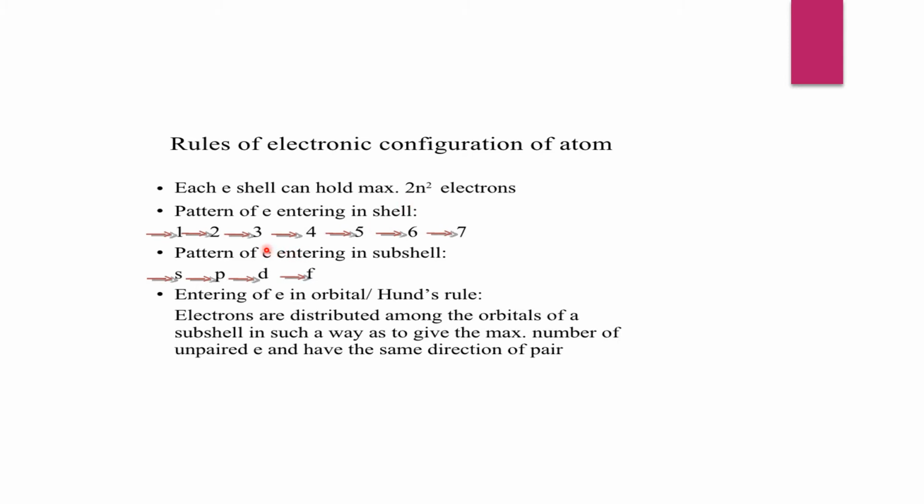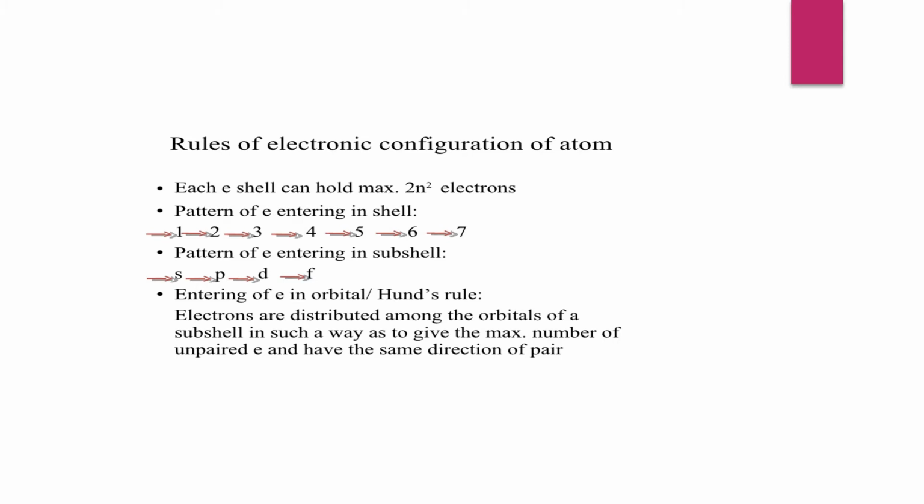Now, the pattern to be followed while entering electrons into the shells is first orbit, second, third, fourth, and so on. The pattern of electrons entering the subshells follows s, p, d, and f. The entering of electrons into orbitals follows the third rule, that is Hund's rule. What is it? Electrons are distributed among the orbitals of a subshell in such a way as to give the maximum number of unpaired electrons, with the same direction of spin. So let's see further what this Hund's rule is.